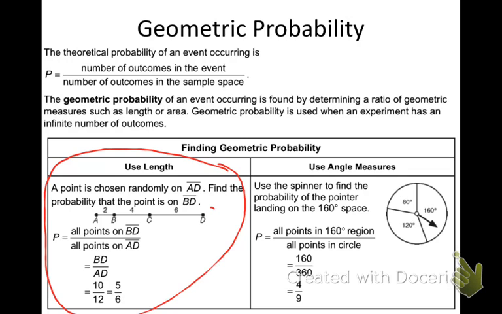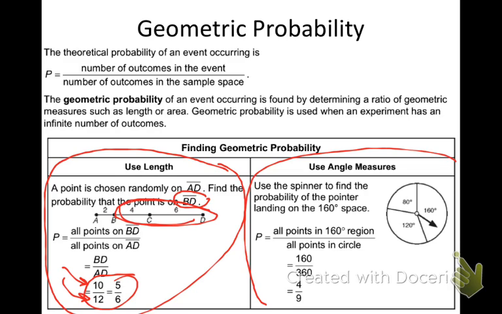Well, first off, you want to find the total length. What's the total length of this segment? 12. Notice they give you 12 right here. And then it wants me to find the length of BD. So what's the length of BD here? 10. So the probability of it falling on BD is 10 out of 12, or 5/6. That's geometric probability.